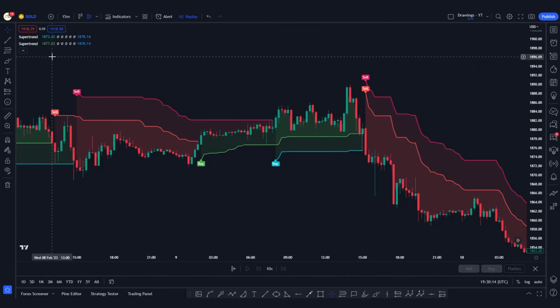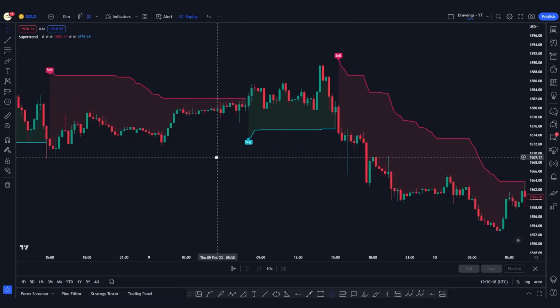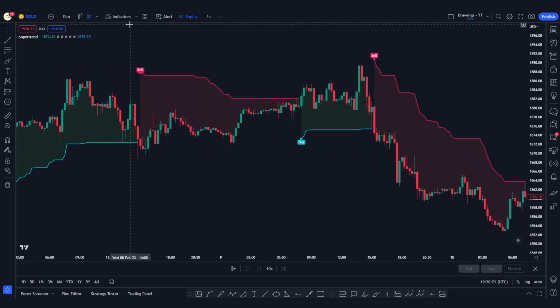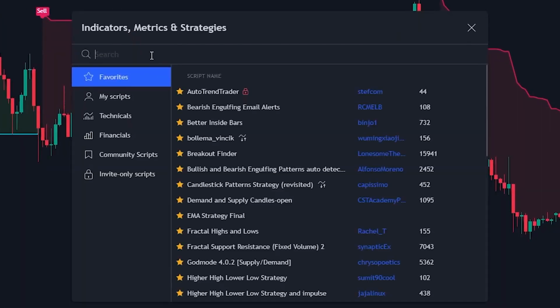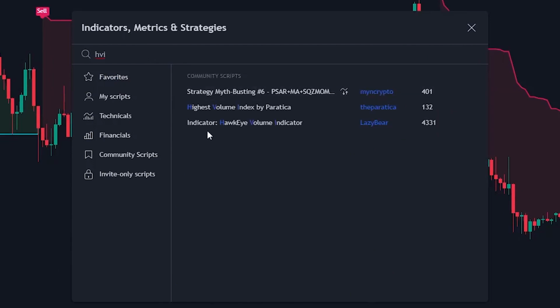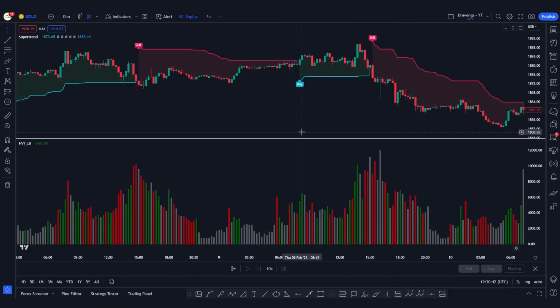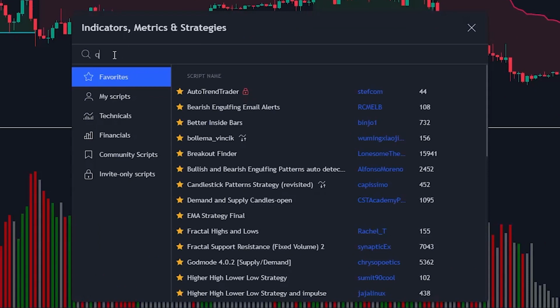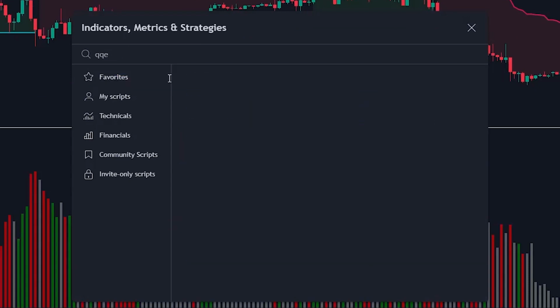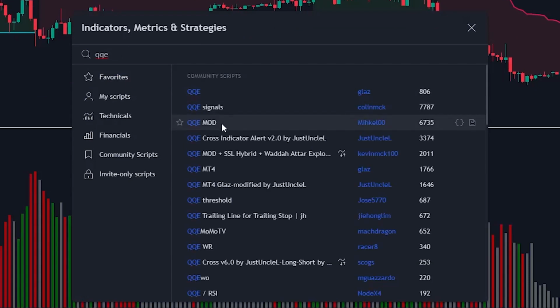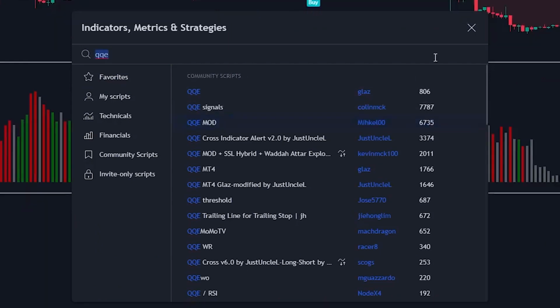So I'm just going to go ahead and remove this fast Supertrend, and we're going to keep this slow Supertrend on our chart. Now let's go to the indicator tab, and here you want to search for HVI, and you want to add this Heiken Eye volume indicator by Lazy Bear. So we're going to add this to the chart. And another indicator that we're going to use is called the QQE mod. So we're going to go to the indicator tab, search for QQE, and add this indicator by Michael to the chart.